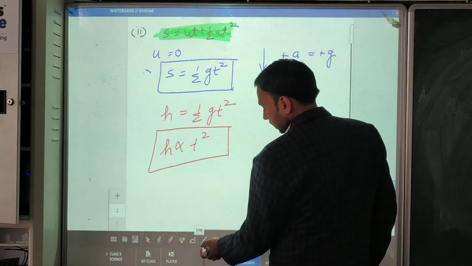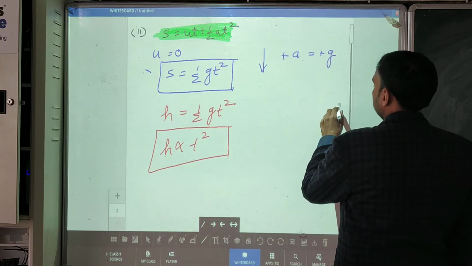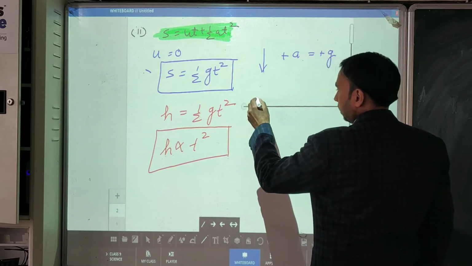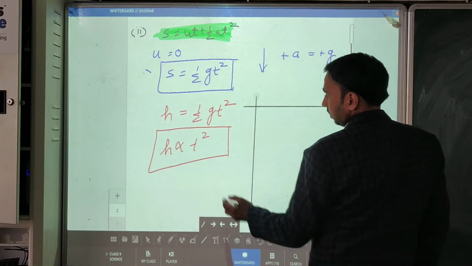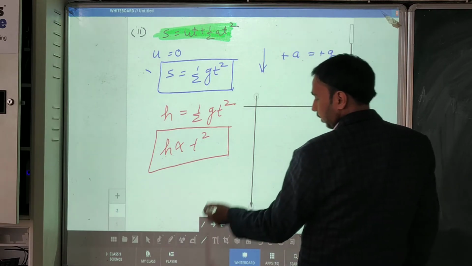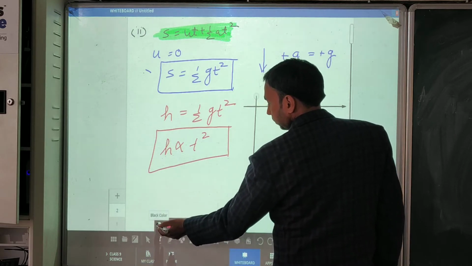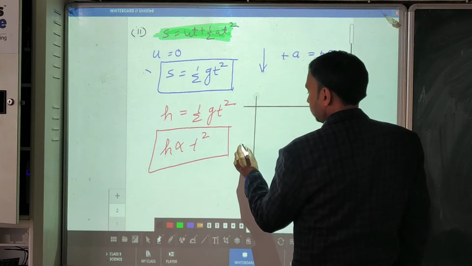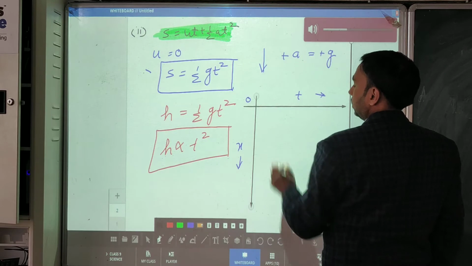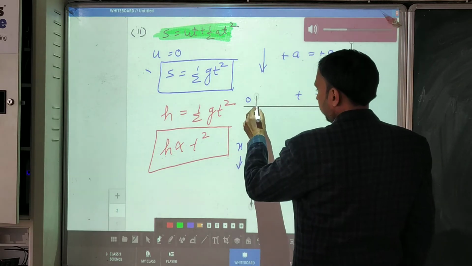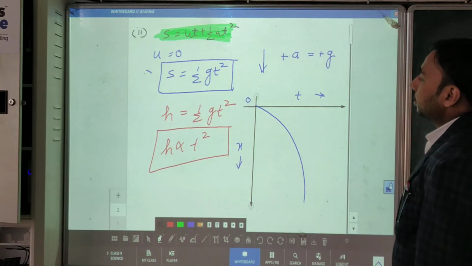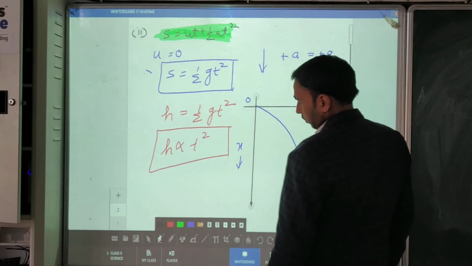So if we plot the distance-time graph, we have this type of graphical representation. Since it is proportional to the square of the time, suppose we plot this side as the distance x and this side as the time t, and this is the origin. Then since it is a square, the graph will be a curved one, as we can see on the graph. So this is the graphical representation of what we have.